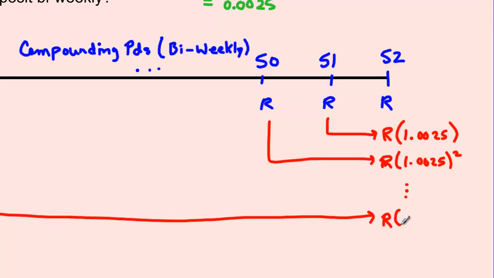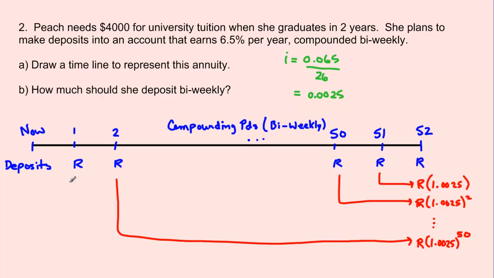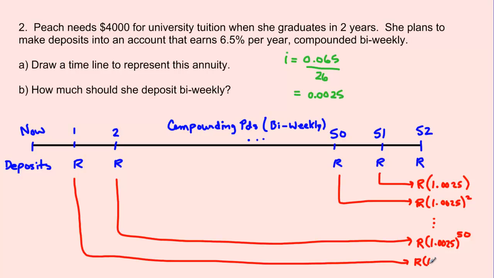This will be R times 1.0025. And how many compounding periods will this one have? Well, we know that this compounding period is the second one, which means there are 50 more, because I need a total of 52. So this will be to the exponent 50. And last but not least, my very first deposit will be brought forward, and it will be in the account for 51 compounding periods. And that's how you make a timeline.